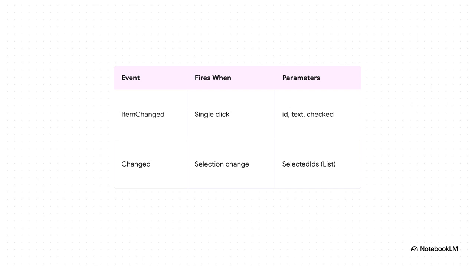On the flip side, we have the changed event. This one fires when the group's overall selection changes, and it passes you just a single parameter, a list of all currently selected IDs. This is ideal if, say, you're validating a form and you just want to know everything that's checked right at that very moment, without having to worry about tracking every single individual click.